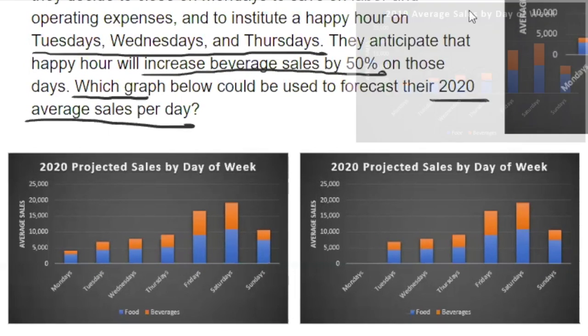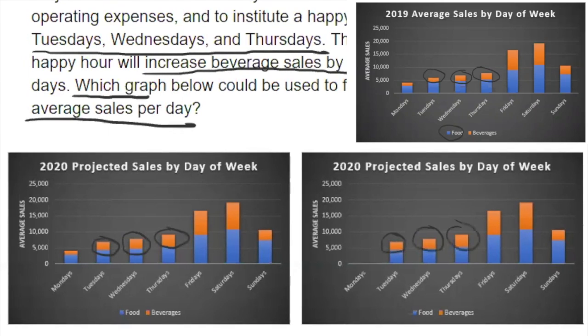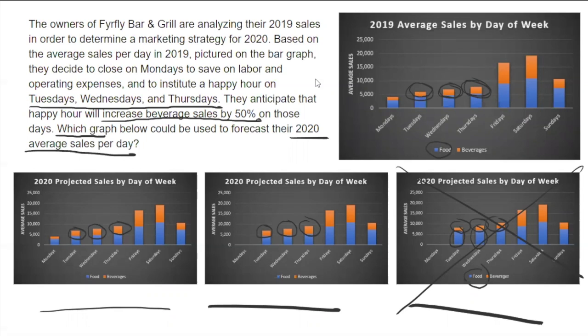Now, Tuesday, Wednesday, and Thursdays definitely got a little bigger on these graphs than they were originally. Those two are looking pretty good based on that statement. What else do we know about 2020 sales? The first graph, I guess with this one we have to remove it. What piece of the first graph do you not like?